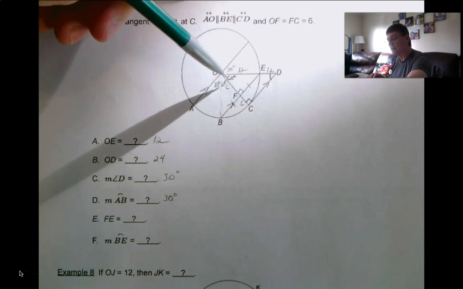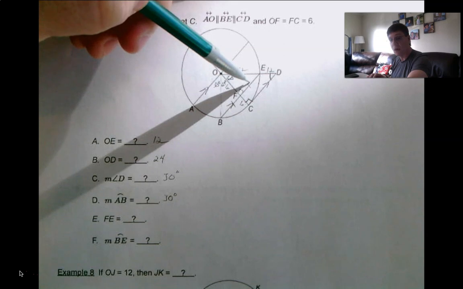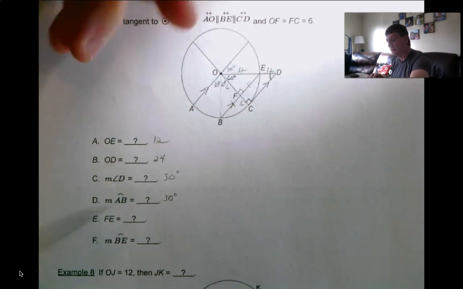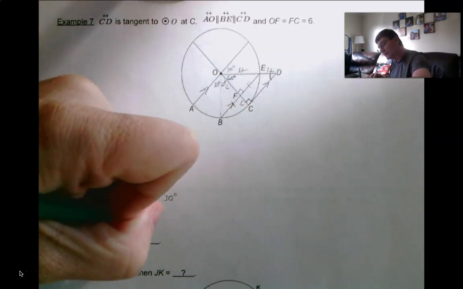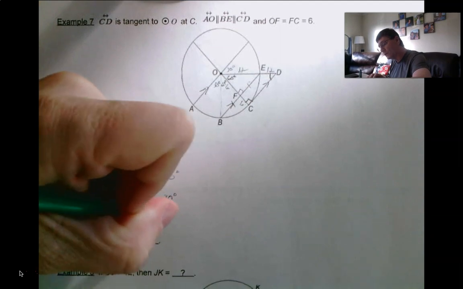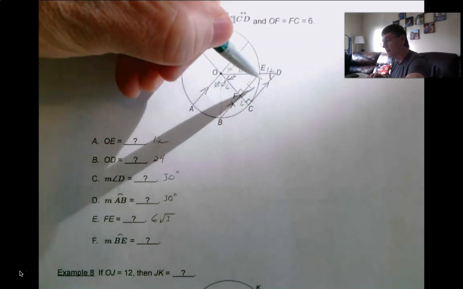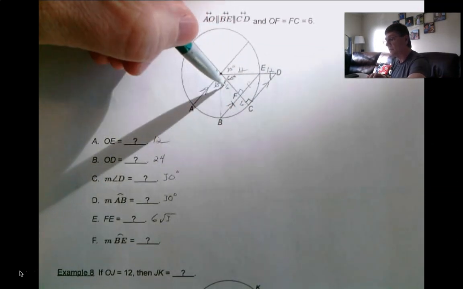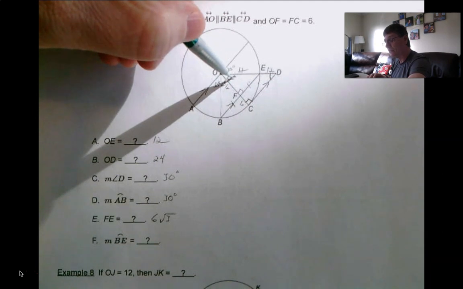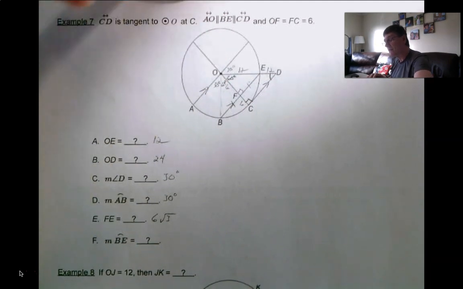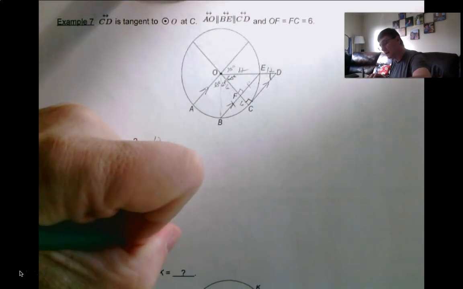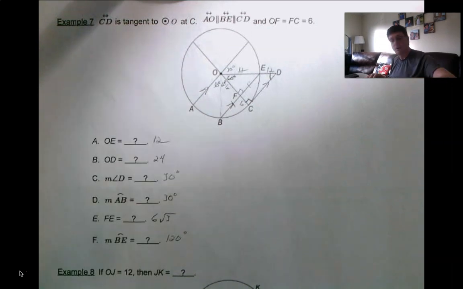FE, right here. This is 6. This is the short leg, 60. FE is opposite the 60, making it the long leg. 6 square root 3. Arc BE. Arc BE is right here. It's being intercepted by 60 and 60. 60 and 60 make this 120 degrees.